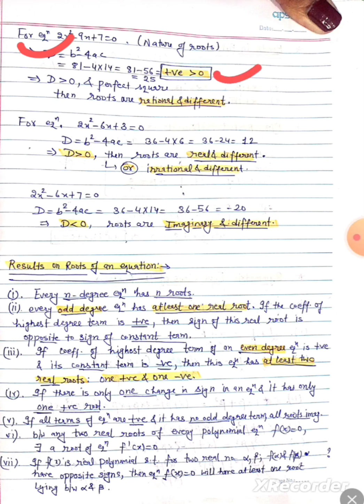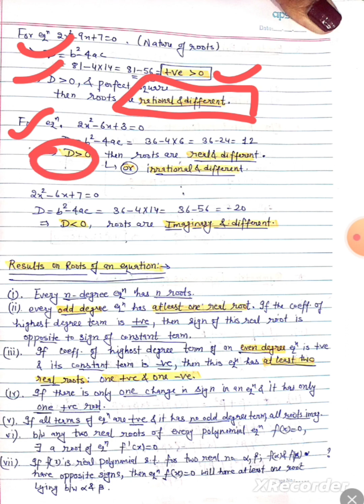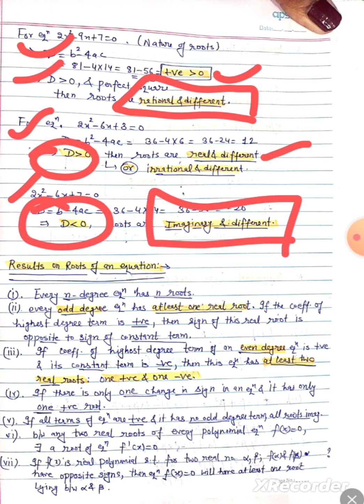If discriminant is greater than 0, and 25 is also a perfect square, then your roots are rational and different. In the second case, if your discriminant is greater than 0 but not a perfect square, in this case your roots are real and different or irrational roots. By the options you will check whether it is given real or irrational. In the third case, if your discriminant is less than 0, then your roots are imaginary and different.